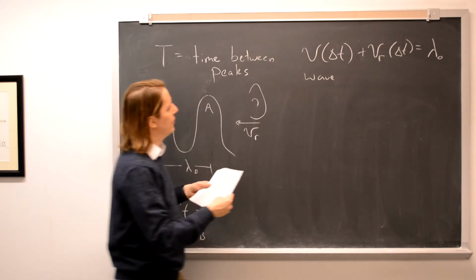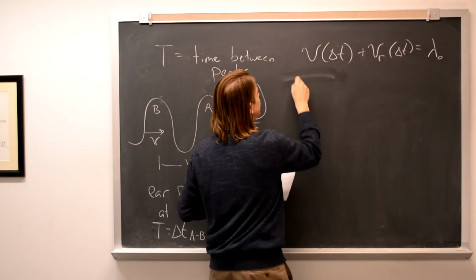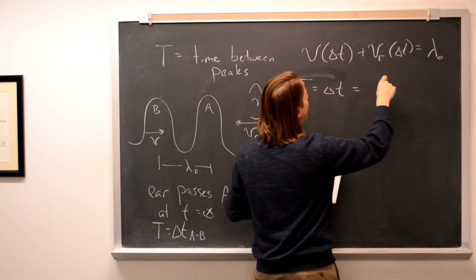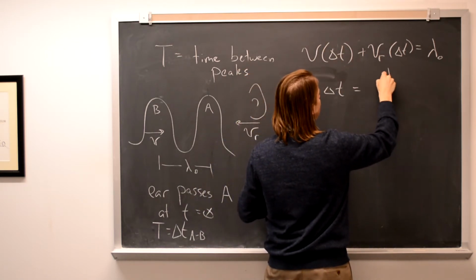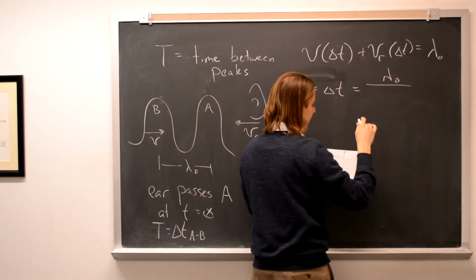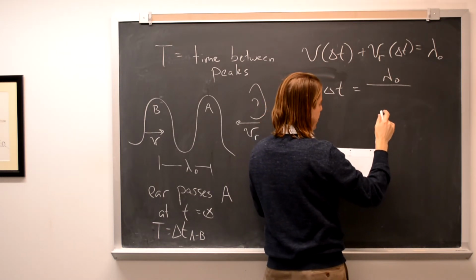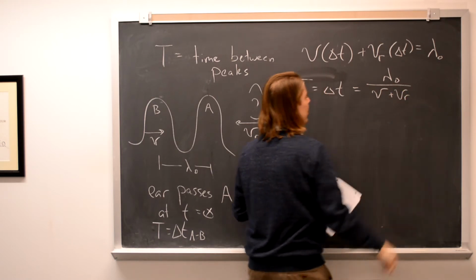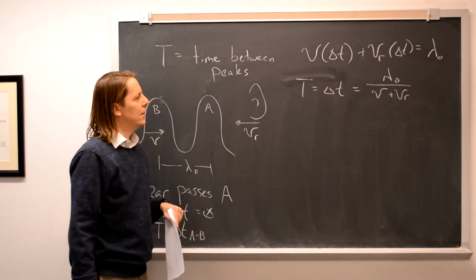So let's solve for that delta T. Here we go, big T equals delta T. Pull a delta T out, and you see that it is lambda naught, the wavelength in the air, over V, the speed of sound in air, plus VR.